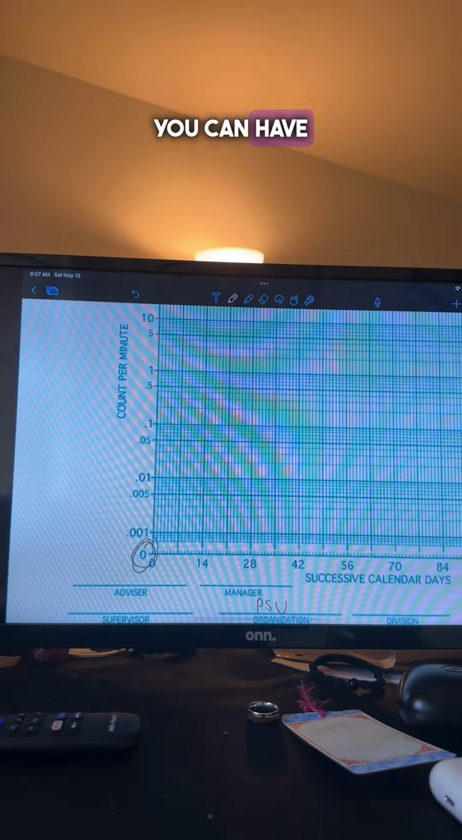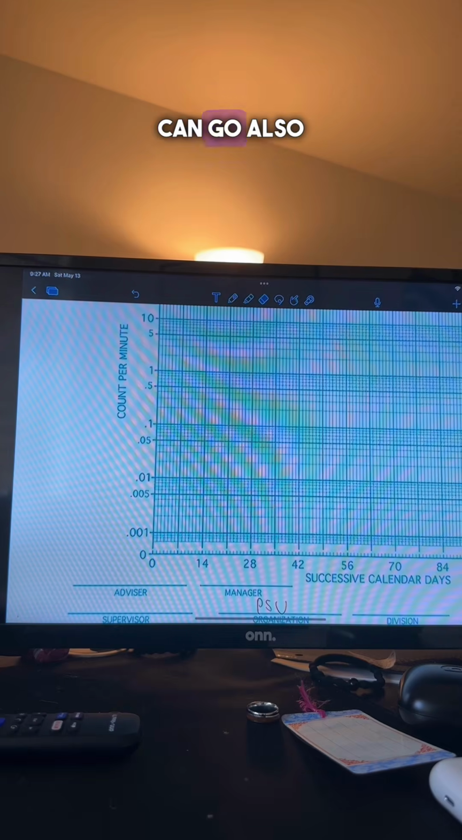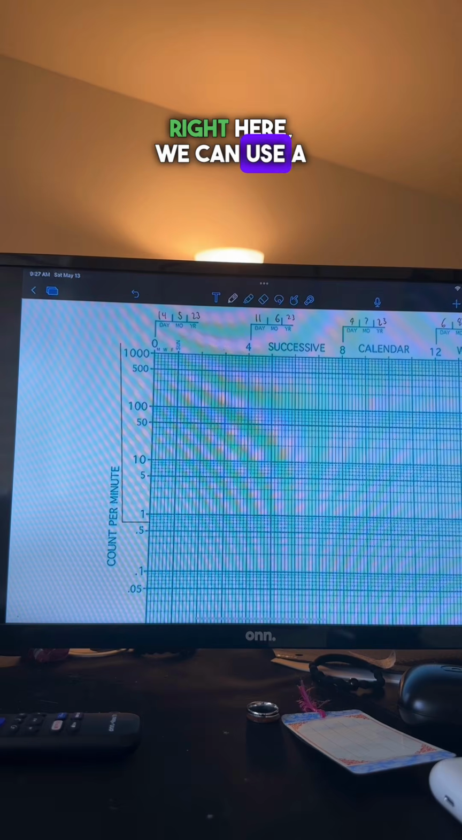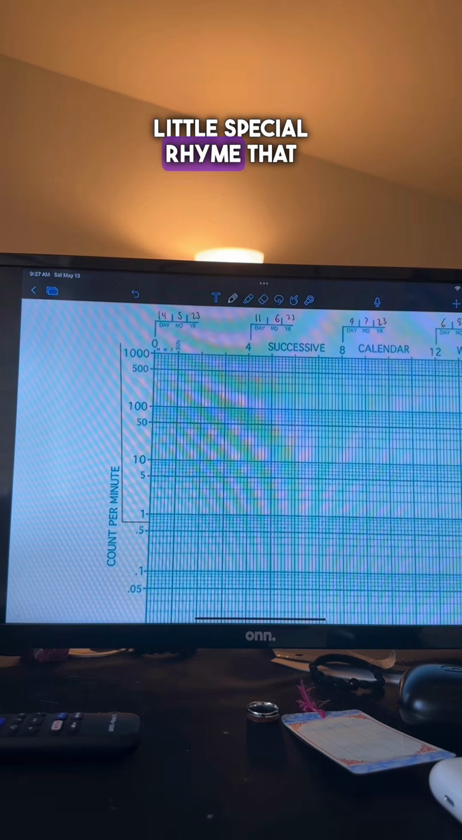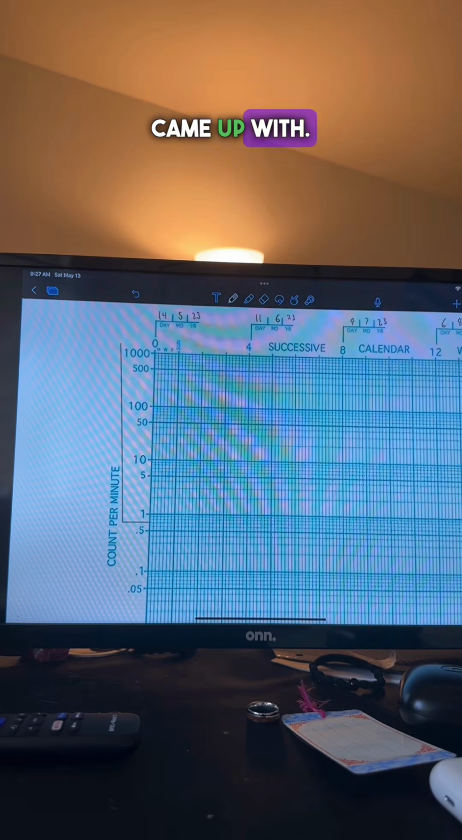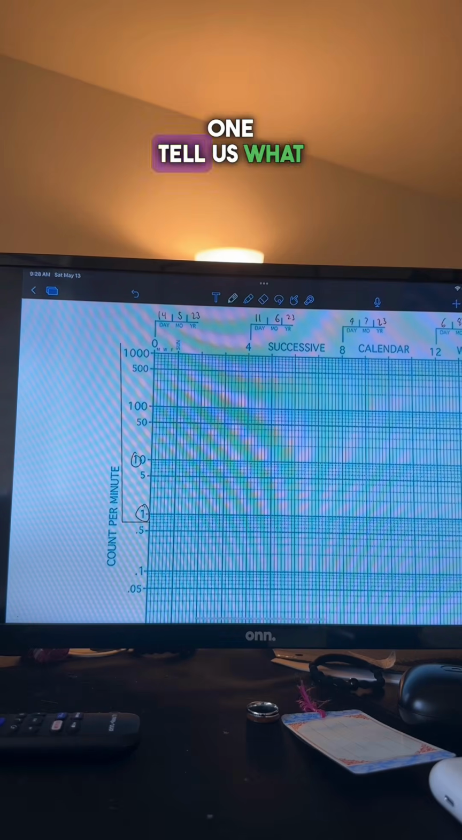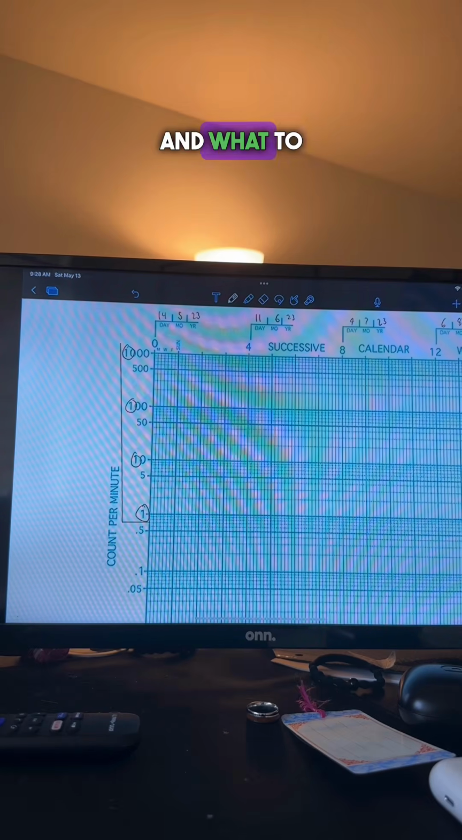At the bottom, you can have 0 or 1 per 24 hours. And then you can go also to the top where it could be 1,000 per minute. If we look at this section right here, we can use a little special rhyme that Michael Mahoney came up with. He says, big numbers that start with 1 tell us what to count by and what to count from.